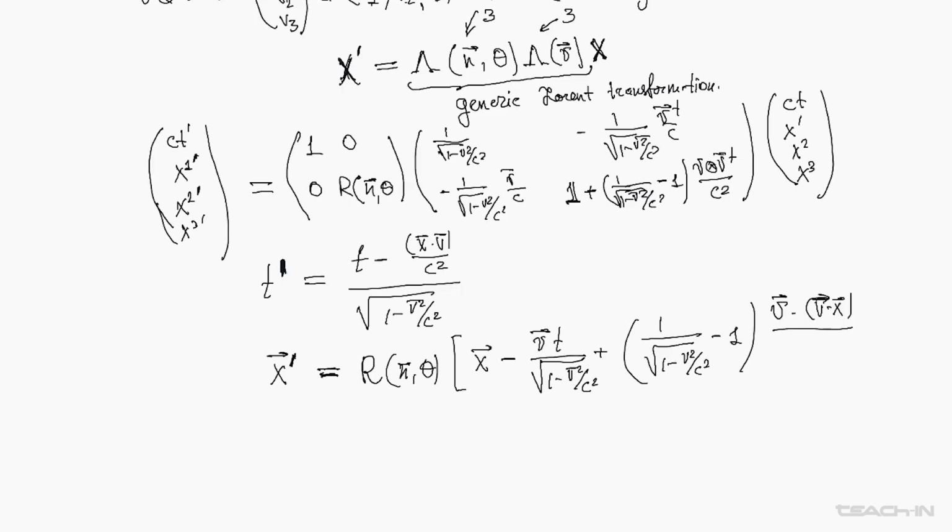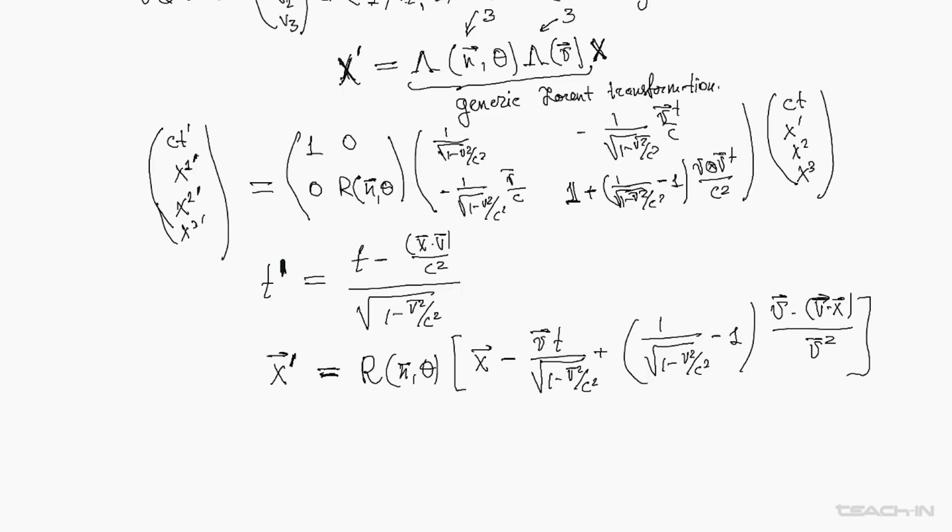And so you may now recognize that what you see here are the standard formulas of special relativity for the transformations of the time coordinate t and the spatial coordinates x prime, x, under Lorentz transformations governed by the rotation parameters n and theta, and also by the velocity vector v. These are the standard formulas which you may recognize from your course on special relativity.